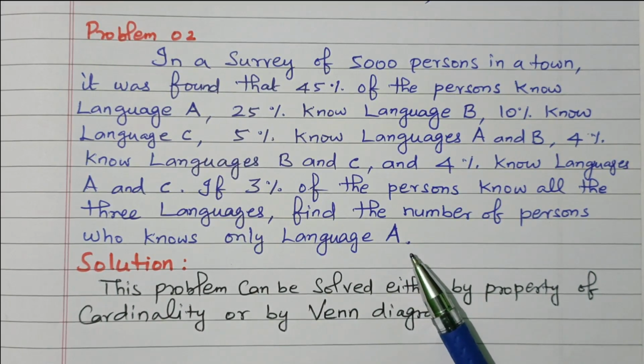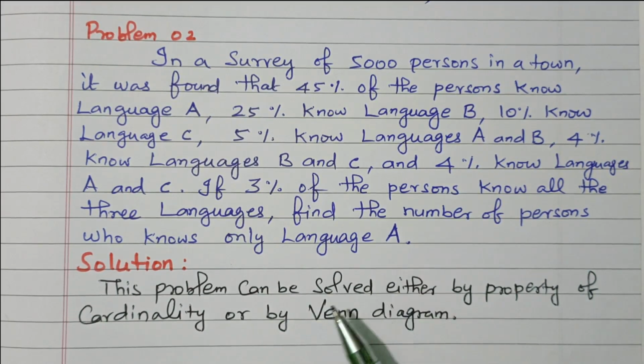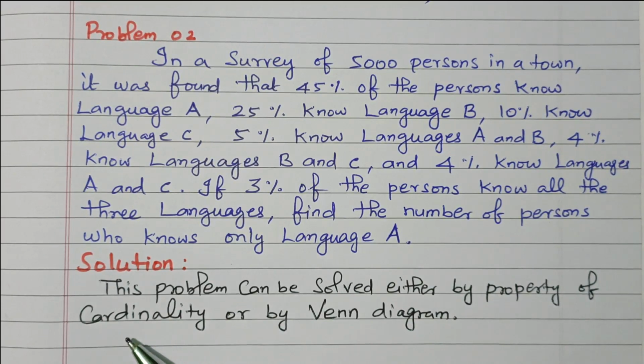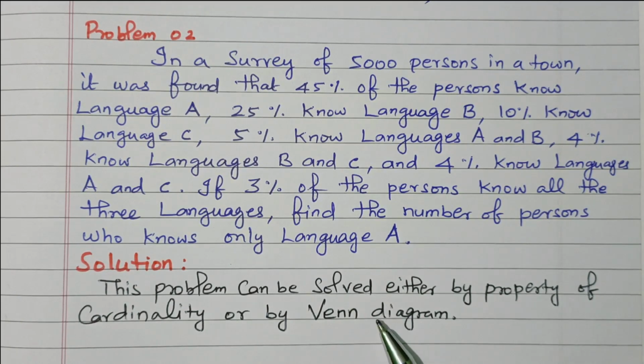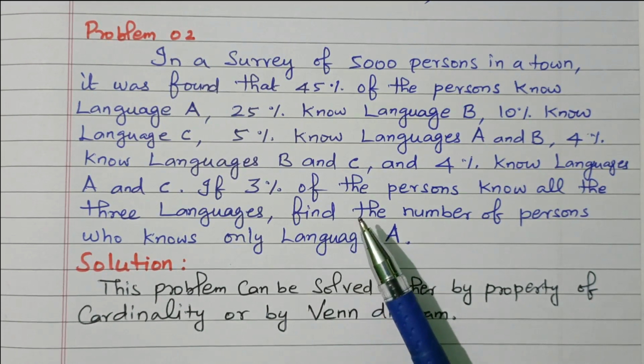So by using the sets we can solve this problem. This problem can be solved by either property of cardinality or the Venn diagram, right? In this problem we solved both cardinality as well as Venn diagram. Both are available in this video, right? So we'll see the problem once again.